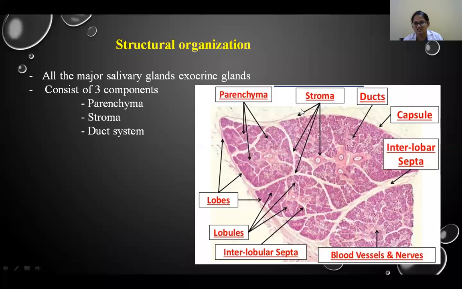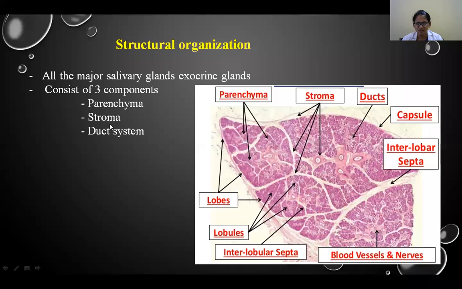Next, coming to the structural organization of the gland, how the gland is arranged. All the major salivary glands are hexagonal glands. It consists of mainly three components: parenchyma, stroma, and ductal cells. In the parenchyma, we are going to see a group of cells. All these cells are considered the parenchymal tissue.